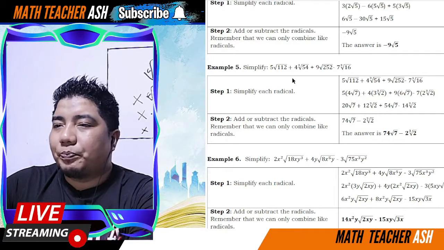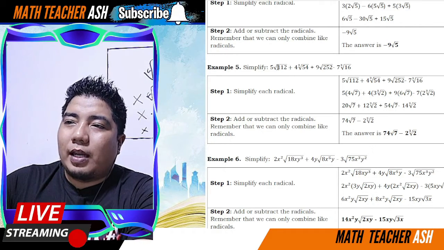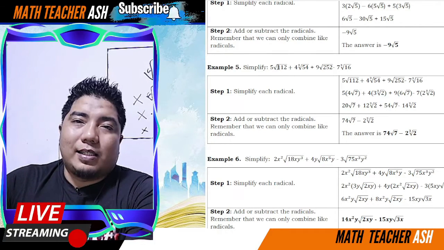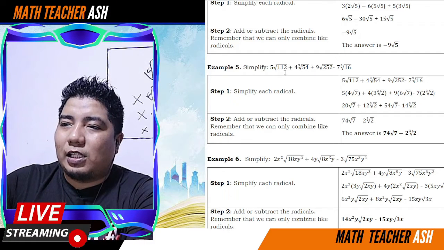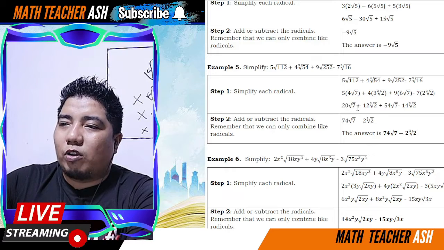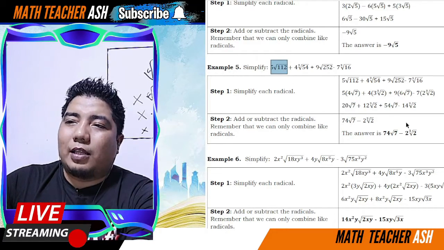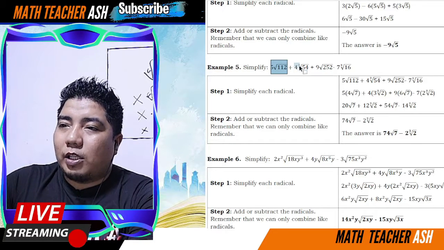Okay, example. So, we have 112. Okay? So, if bibiyakin natin si 112, that is 16 and 7. So, square root of 16 is 4. So that is 4 times 5, that is 20 square root of 7. Okay, that is the simplified for this part. Okay, I hope you got that one. Now, how about this one?